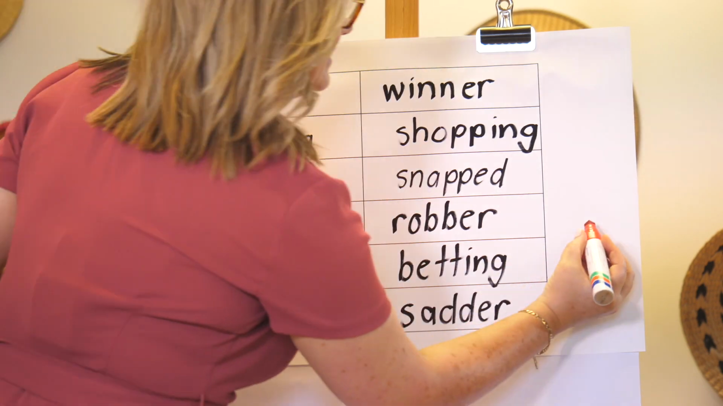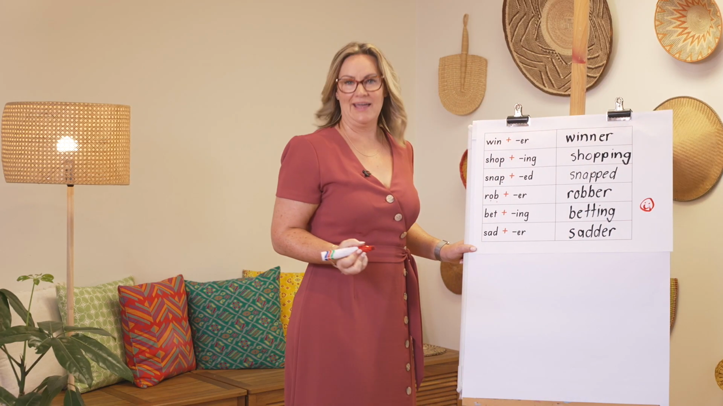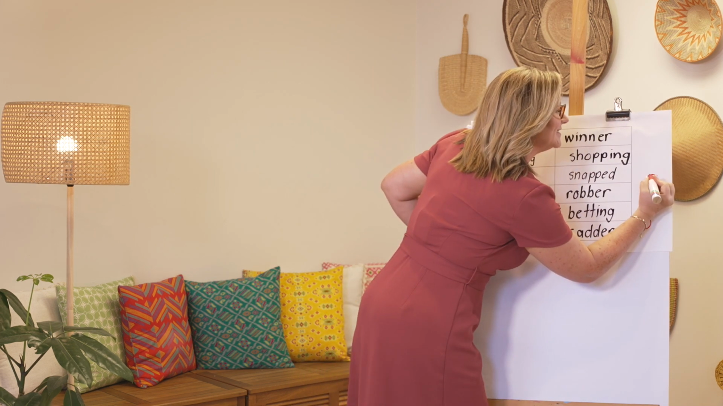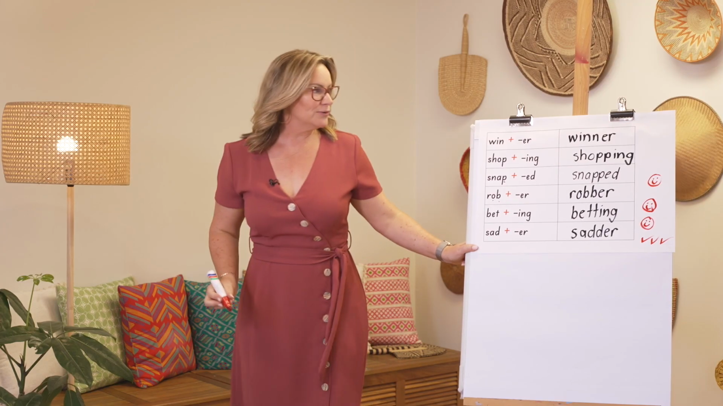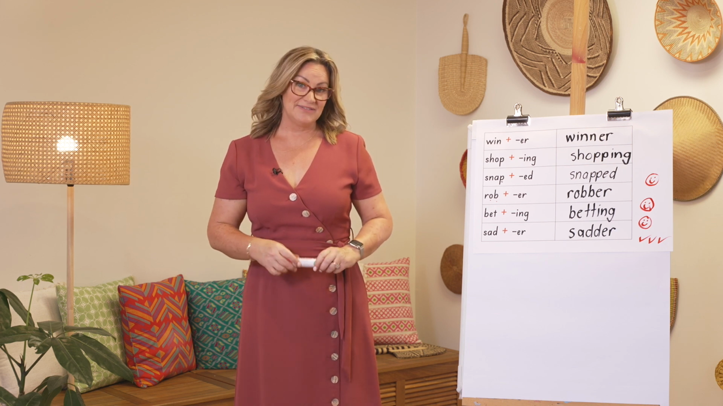Then, smiley face from the teacher. I've done a smudge. I'm going to give you 3 smiley faces now and 3 ticks. Very good. Review done. Let's go into our next activity.